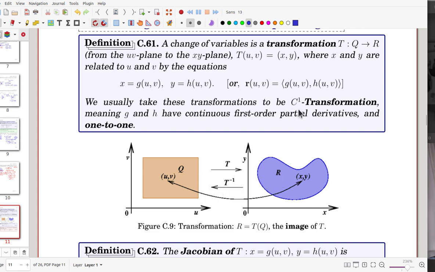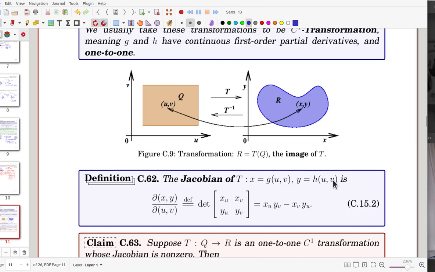The map must be C1, so after the first derivative it is continuous, and it must be one-to-one. You have to access the domain once and only once, and also when you try to get the integral over Q, you have to access this one once and only once, so the map must be one-to-one. Okay?